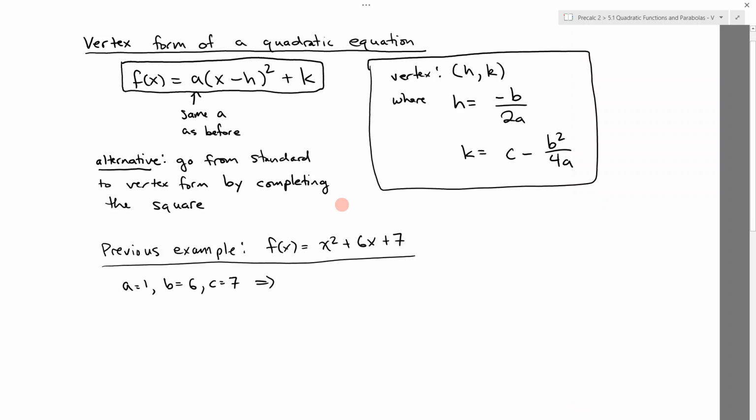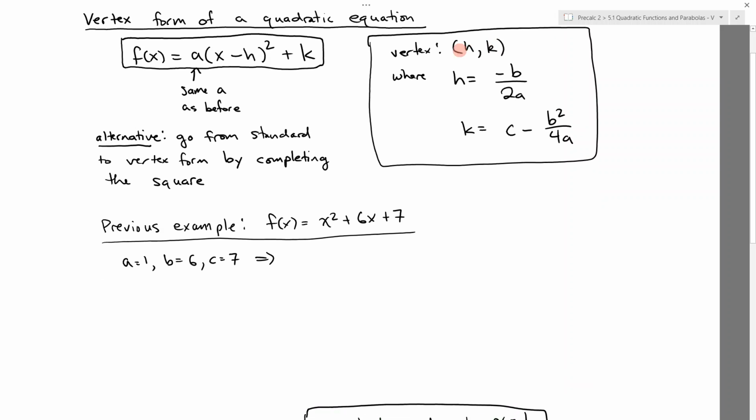Okay, so let's try to determine the vertex of this example that we had before, where f of x is equal to x squared plus 6x plus 7. So again, a, b, and c are the coefficients. So a is the coefficient of x squared, which is 1, and then b is the coefficient of x, which is 6, and then c is the constant term, which is 7. Okay, so now to calculate the vertex, we just use these two formulas and plug the numbers in.